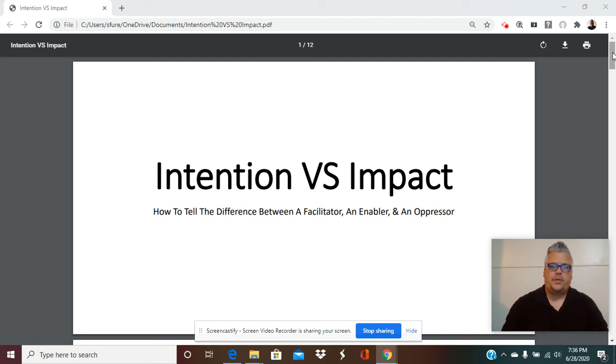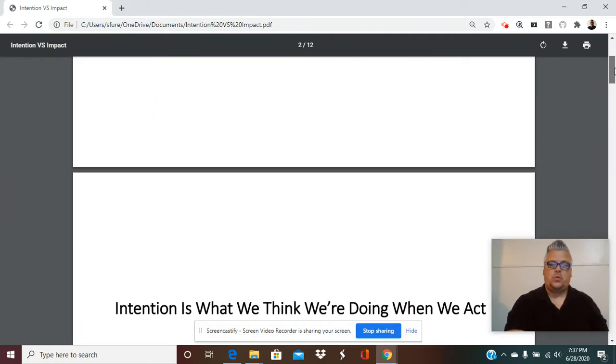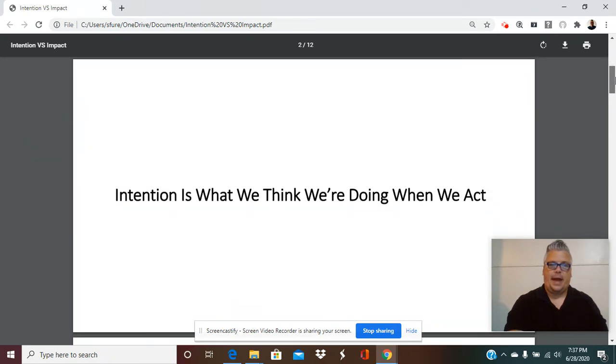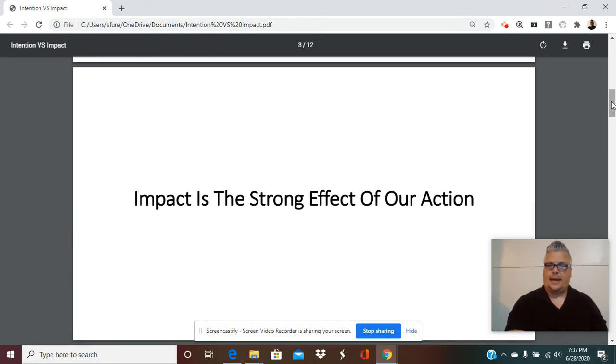How do you tell the difference between a facilitator of empowerment, an enabler of oppression, and an oppressor? Let's take a couple minutes and talk about that so we can find out the difference between intention and impact. Intention is what we think we're doing when we act, okay? Impact is the strong effect of our action.